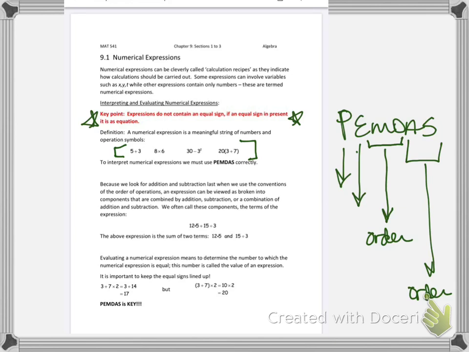Okay, as we go further down this page, let's see what else is important. Another thing that's important is to know what terms mean. Terms are connected by either an addition or a subtraction. So that's why this is one term and this is another term. So you want to know that just so you are aware of the vocab of algebra.